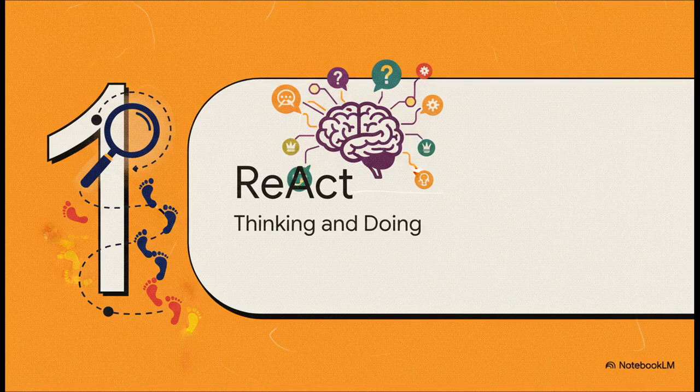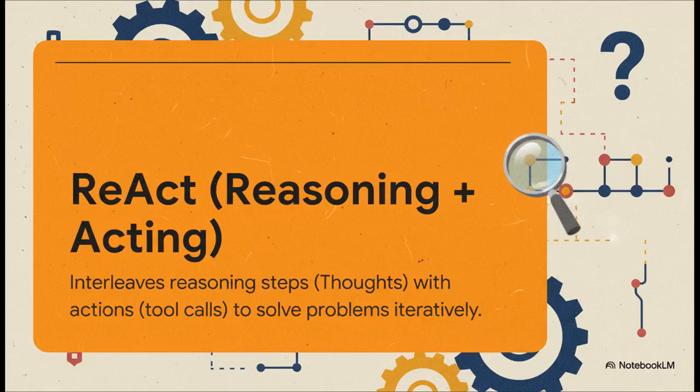Okay, first up, let's talk about a technique called ReAct. The easiest way to think about this is like detective work for your AI. It's methodical, it's step by step, and it's all about breaking a problem down into a logical sequence. So ReAct stands for reasoning plus acting, and it's a framework that basically teaches the AI to pause, think about what it needs to do next, take an action, like a web search, to find that information, and then observe the result before planning its next move.